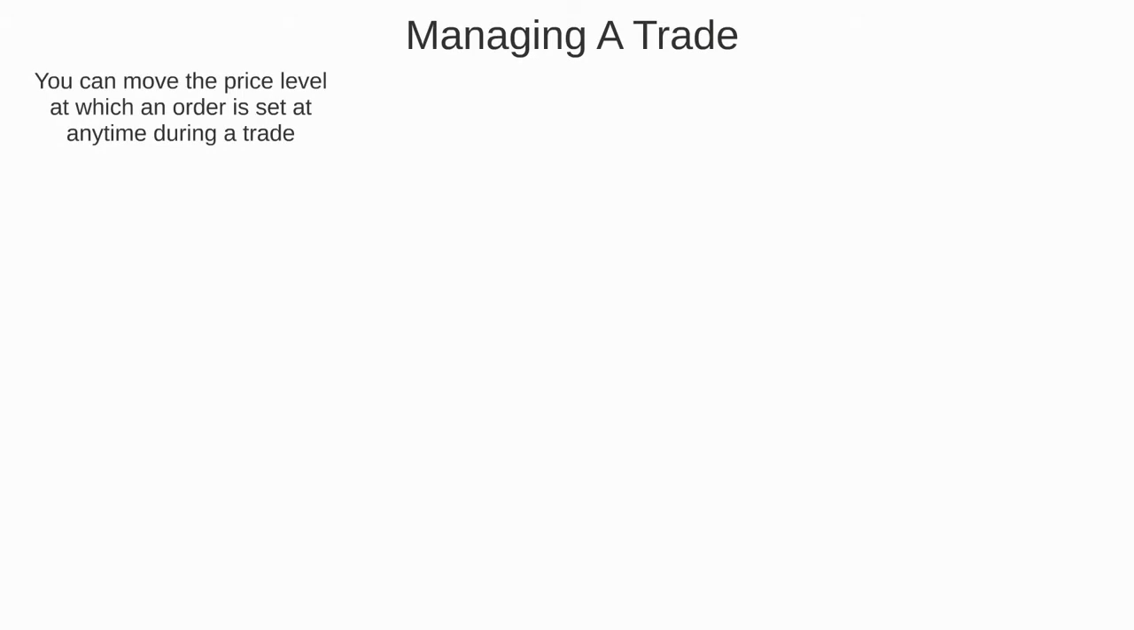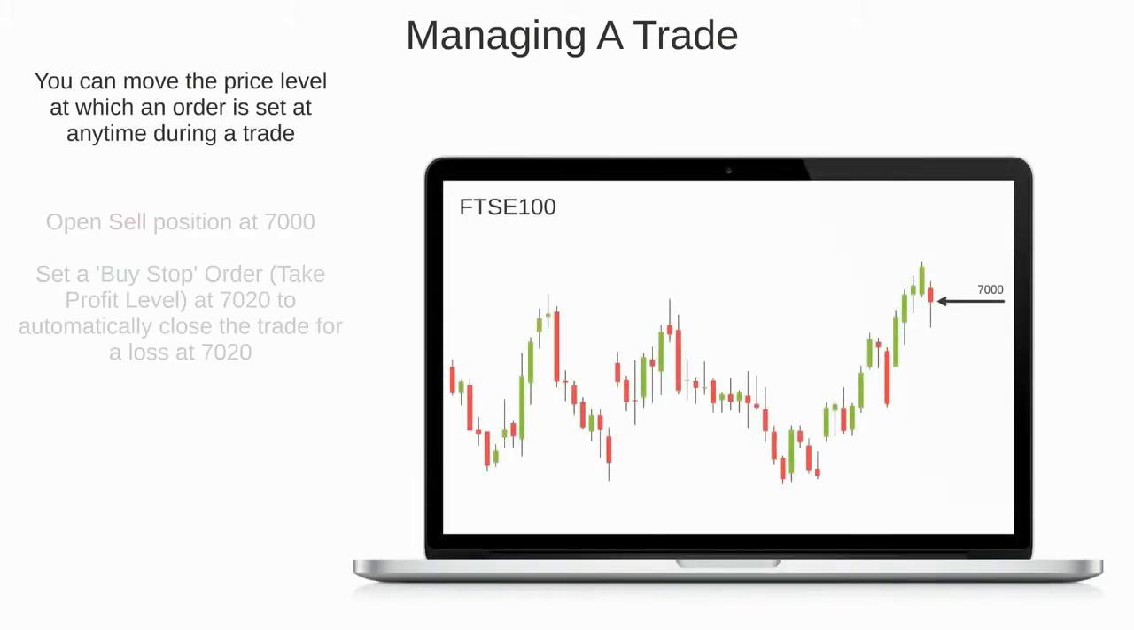To finish, I just wanted to make you aware of how you can manage open positions using these orders. You can move the price at which an order is set at any time. This is very useful when you want to reduce your risk on a trade as the price moves in your favour. For example, let's say we sold the FTSE 100 at 7,000 with a stop loss level at 70.20.